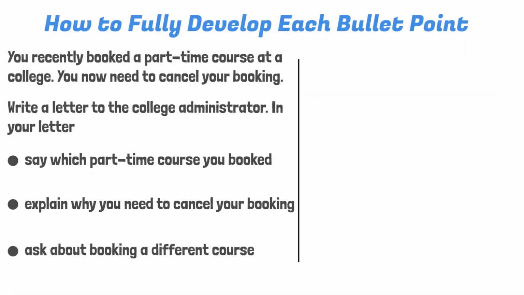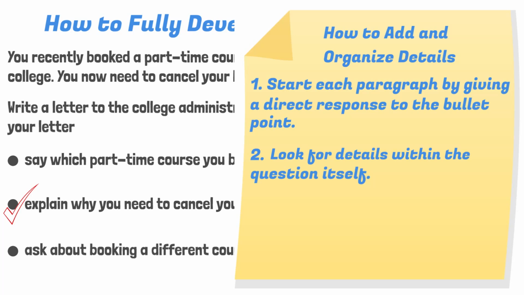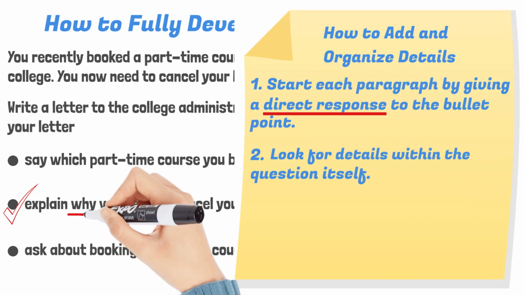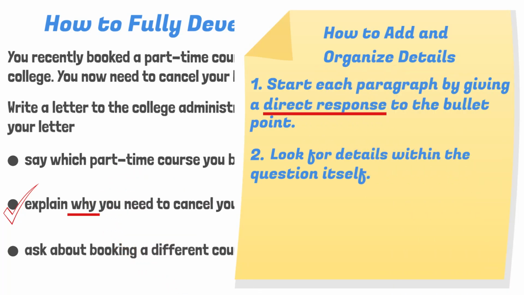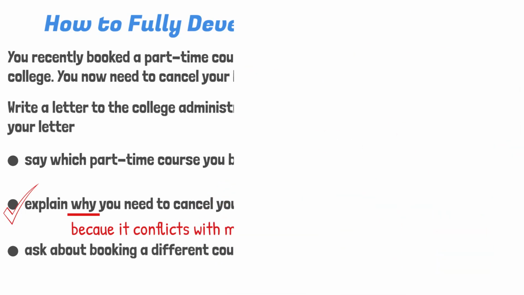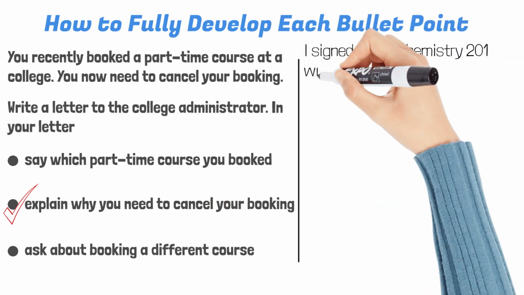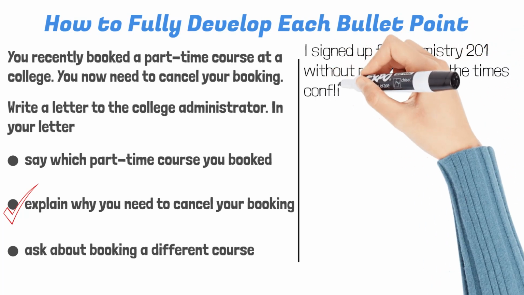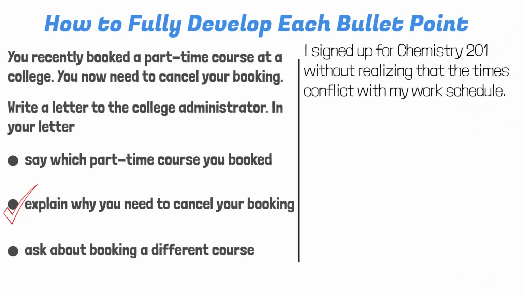Now let's move on to the second bullet point. Explain why you need to cancel your booking. Again, I will start the paragraph by giving a direct answer to this bullet point. I need to cancel the booking because the course conflicts with my work schedule. I signed up for Chemistry 201 without realizing that the times conflict with my work schedule. This brings us to the next tip.